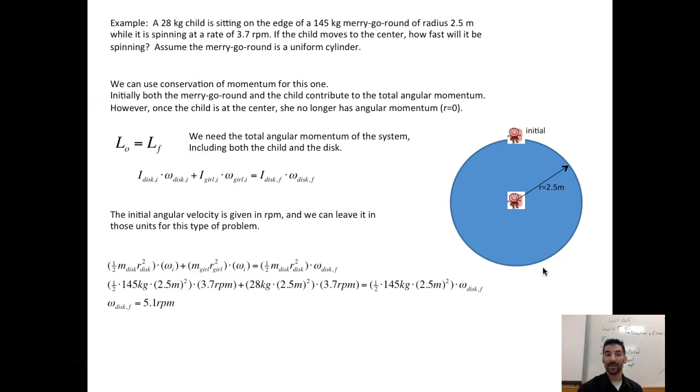Conservation of angular momentum is just like conservation of linear momentum. We've not changed any physics. We've just complicated it a little bit because now we've got this rotational motion. You should get a final velocity of the disk of 5.1 RPMs. And that makes sense if momentum is conserved. The disk should go faster because the kid's mass doesn't count anymore. The kid's standing in the center of it. No more angular momentum for them.